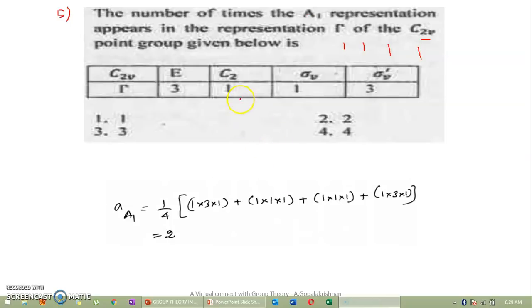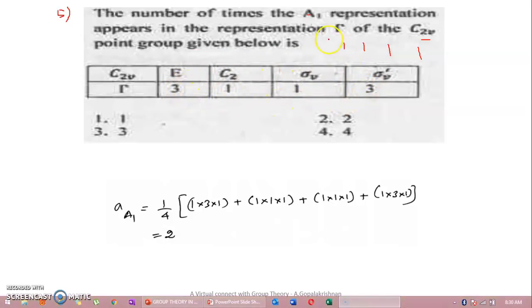In question number 5, the number of times the A1 representation appears in the representation gamma. Some representation is given: 3 1 1 3. Definitely it should be a reducible representation. Why? If you take the squares of these characters and add, 3 square is 9, 3 square is 9, 9 plus 9 is 18, plus 1 is 19, plus 1 is 20. 20 is greater than the order of the group. What is the order of the group? 4. So definitely this representation should be a reducible representation.